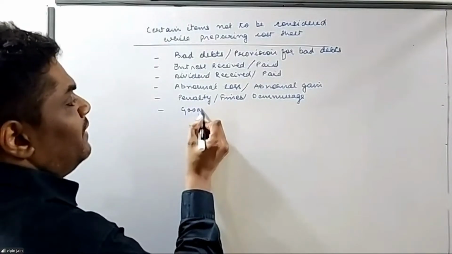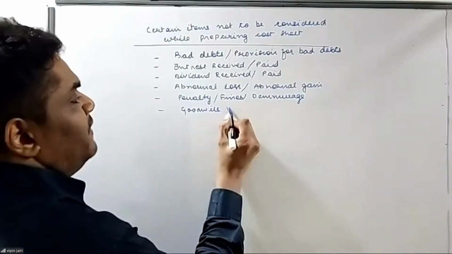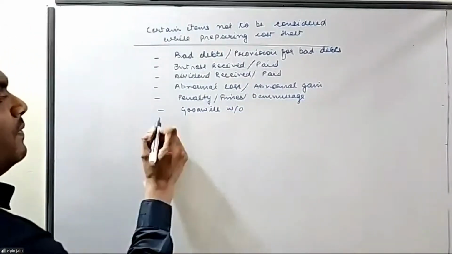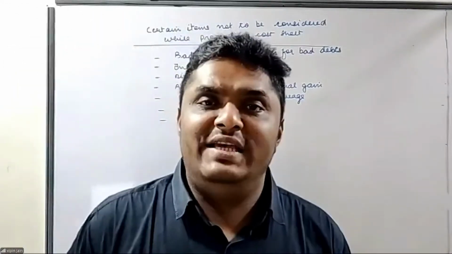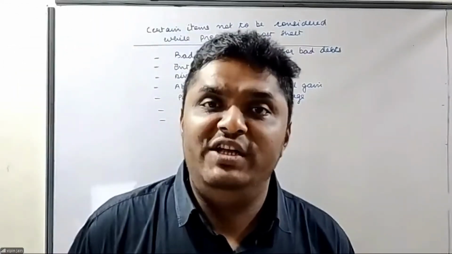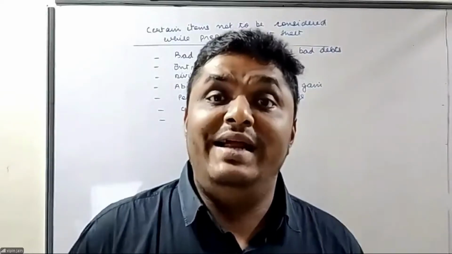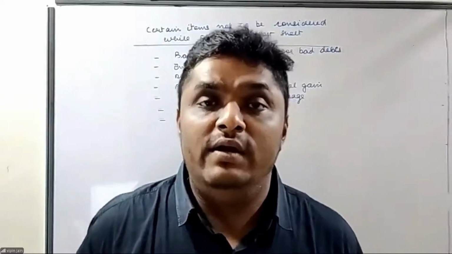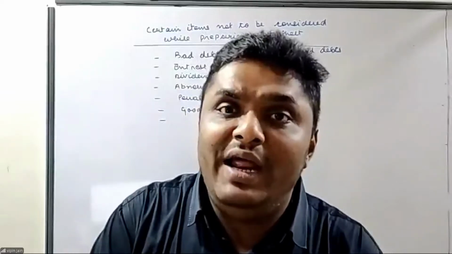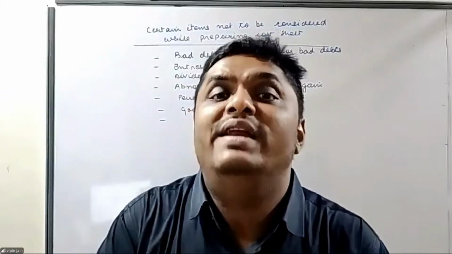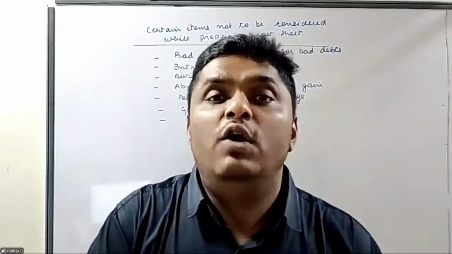Someone said goodwill written off. So writing it for your reference, goodwill written off. Further, if land and building is given, or plant and machinery is given, or debtors are given, creditors are given, it will never form part of cost sheet. But yes, depreciation on land, depreciation on building, if given, it will form part. So it's a non-cash expense.